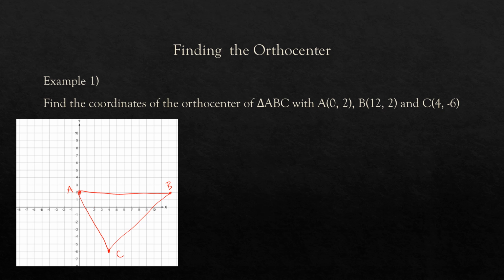So to find the altitude of AB, I first need the slope of AB. That is going to be 0 because it's a horizontal line. That means it's a y equals something. The perpendicular to AB would be an undefined slope, or where x equals something. So we know that it's going to be a vertical line. If it's a vertical line, it's x equals something, and in this case, we want it to go through C. So it will be x equals 4. So the equation of this altitude was quite easy because it was a vertical line.